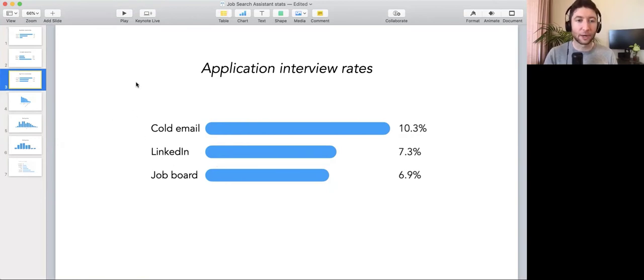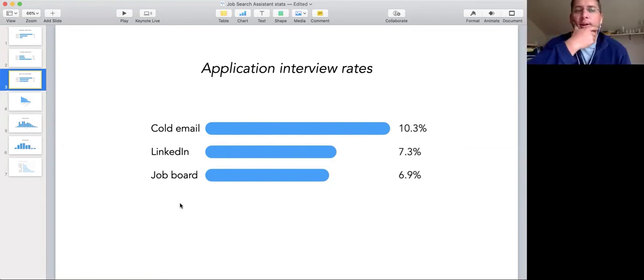Whether you go through a cold email or LinkedIn, those are going to be about 2 to 3 times better, actually quite a bit more, I think, in reality, once you factor in all the conversion rates. But with that said, Ali, do you want to fill in those gaps?